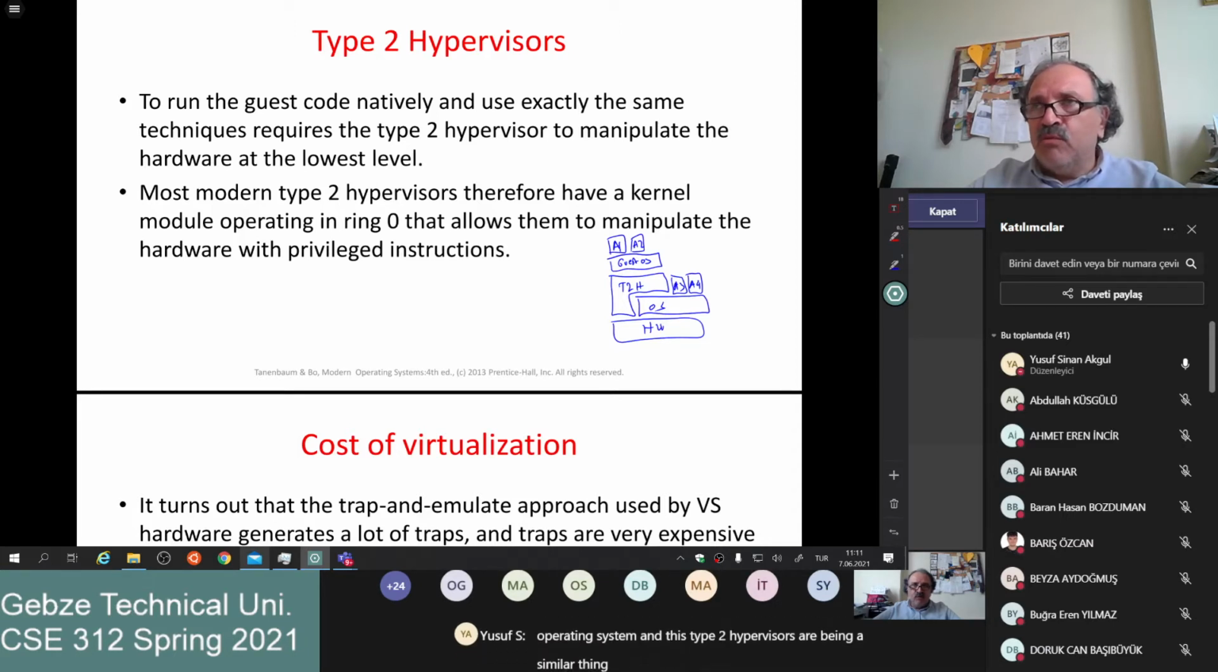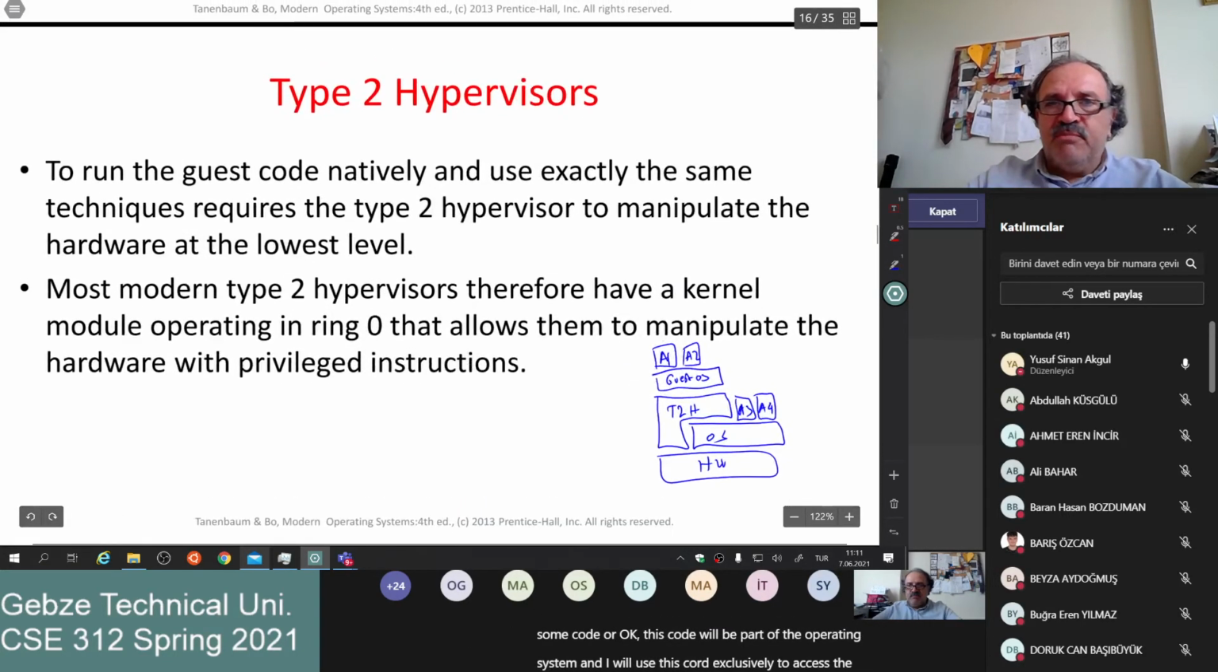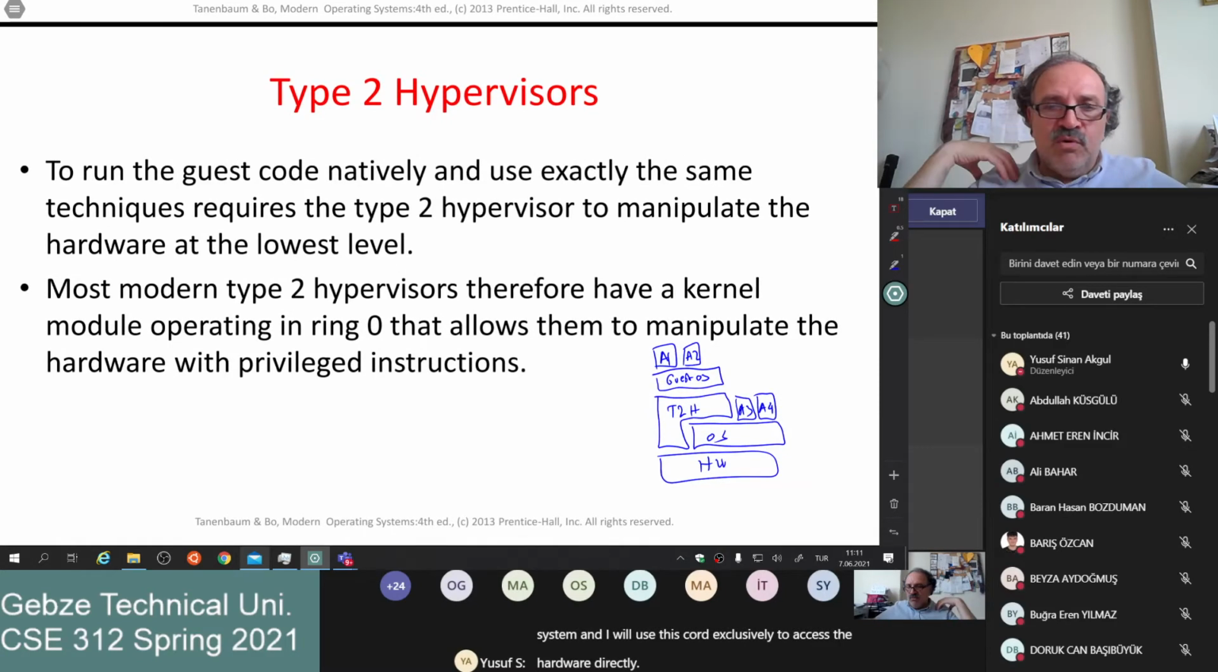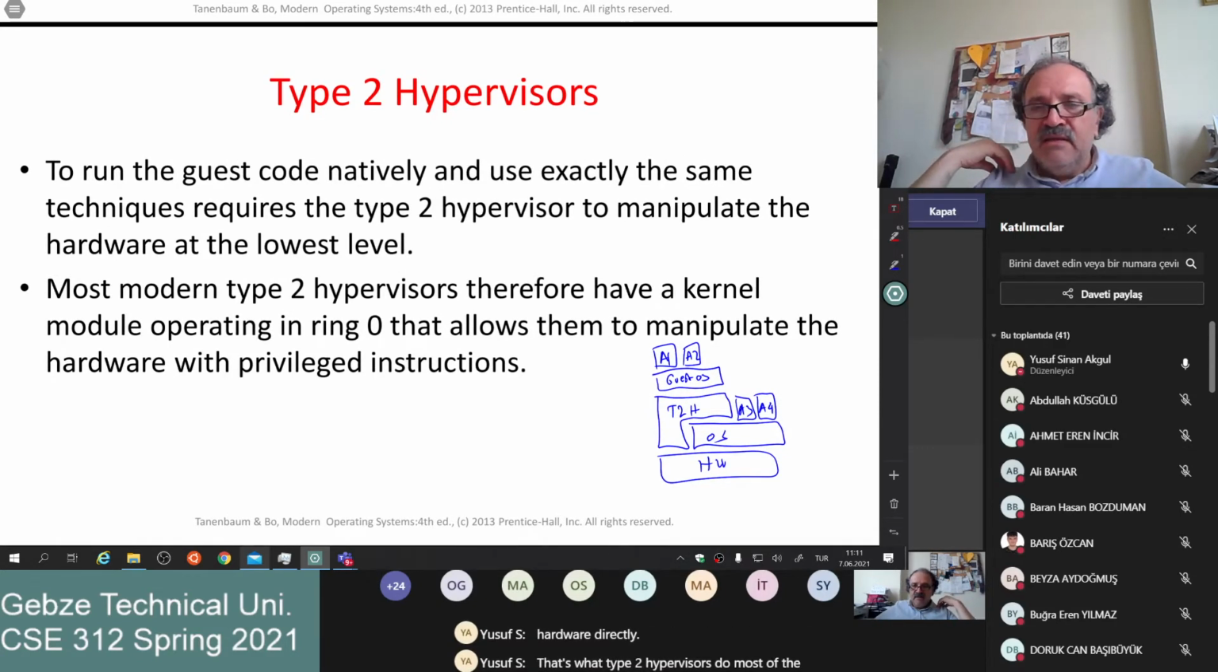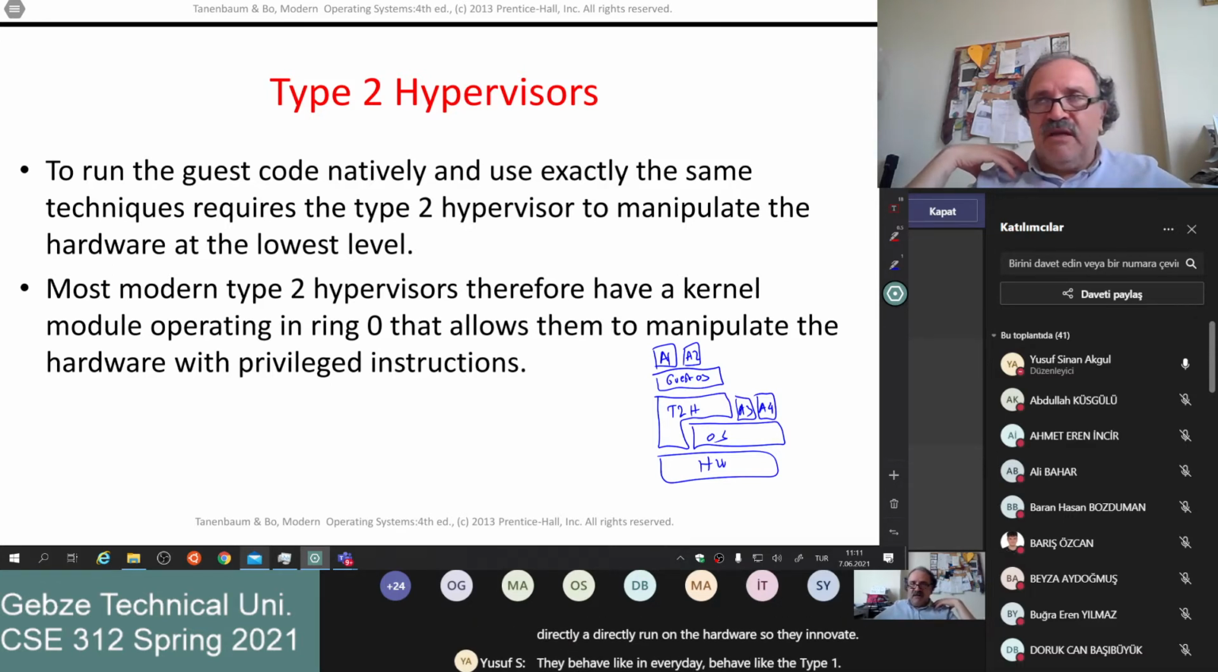They say, okay, I'm going to provide you some code. This code will be part of the operating system, and I will use this code exclusively to access the hardware directly. That's what type 2 hypervisors do most of the time. They directly run on the hardware. So in a way, they behave like the type 1 hypervisors, to make things more efficient and effective.